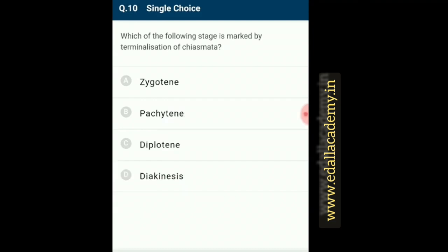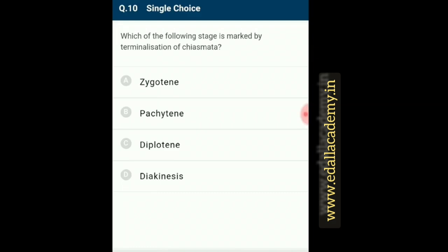Question number 10. Which following stage is marked by terminalization of chiasmata? The first phase of meiosis 1 is prophase 1. It is further divided into 5 substages. Leptotene: during leptotene, condensation of chromatin material takes place. Second one is zygotene. The homologous chromosome pairing is seen in this stage. This is known as synapsis and this is also facilitated by the formation of synaptonemal complex. Third stage is pachytene. At this point, a tetrad of chromosomes is formed and this is known as bivalent. Crossing over is also seen in this stage.